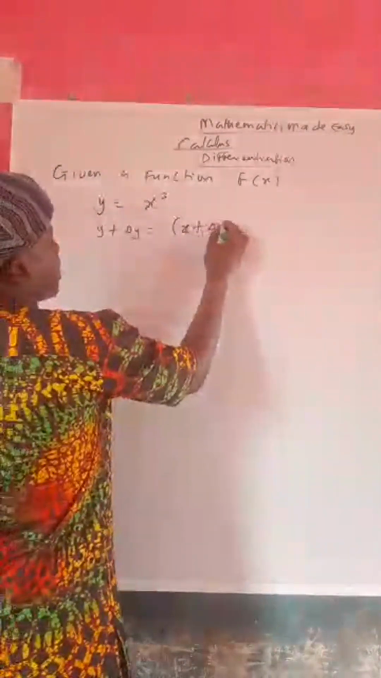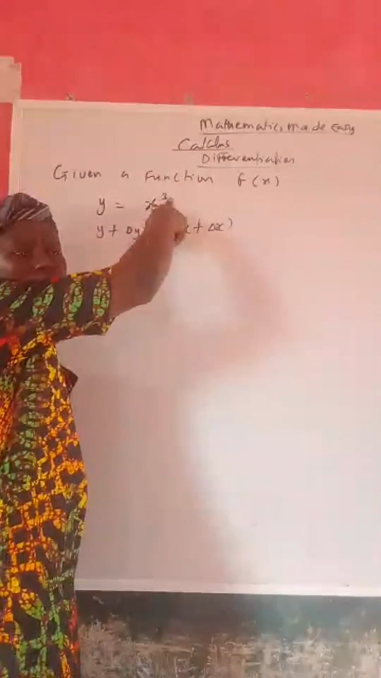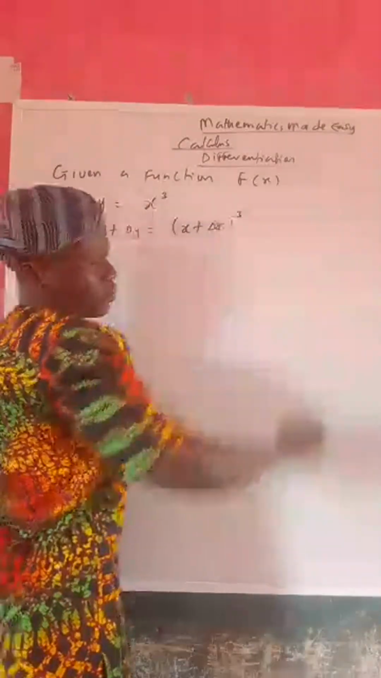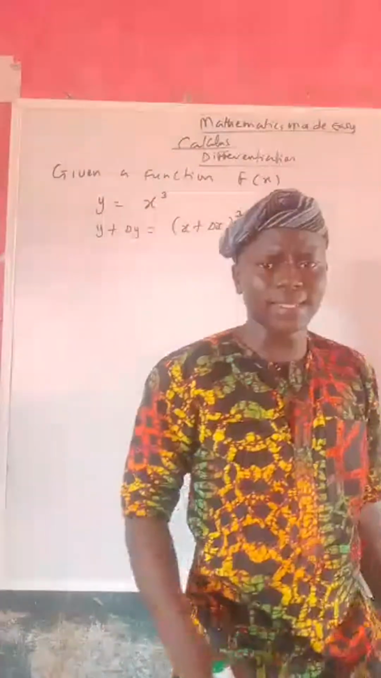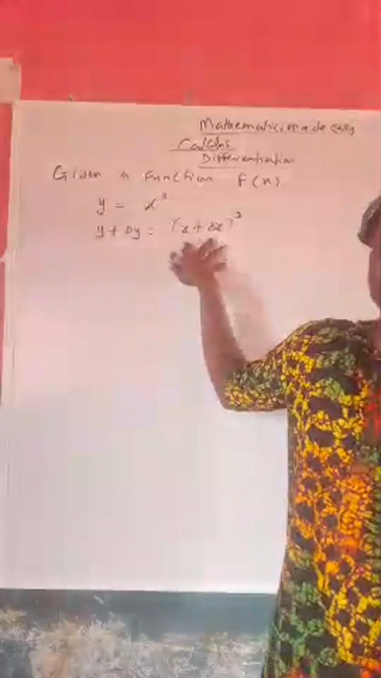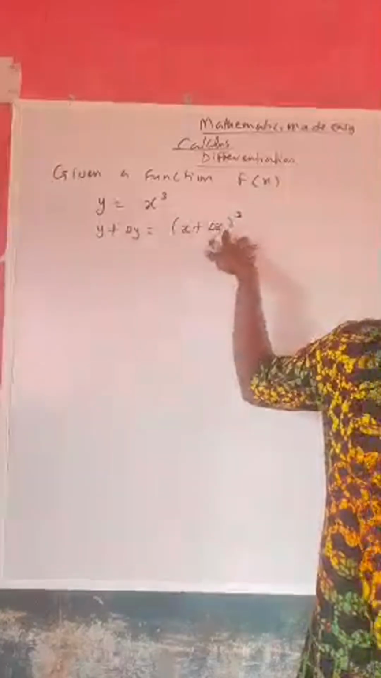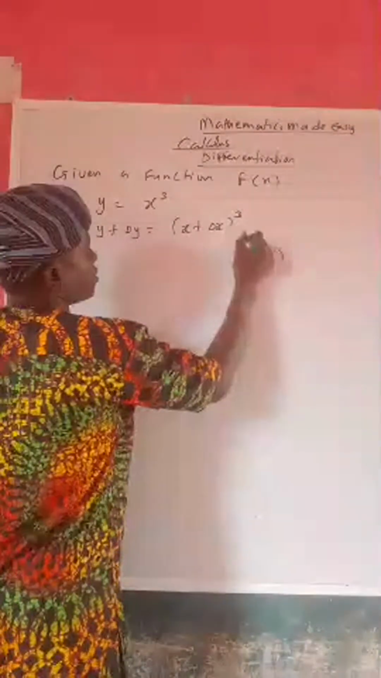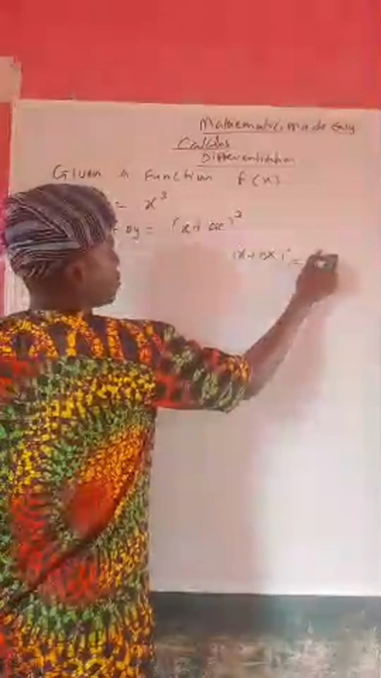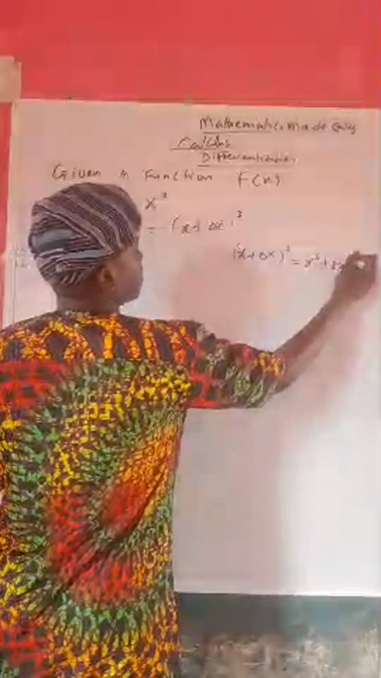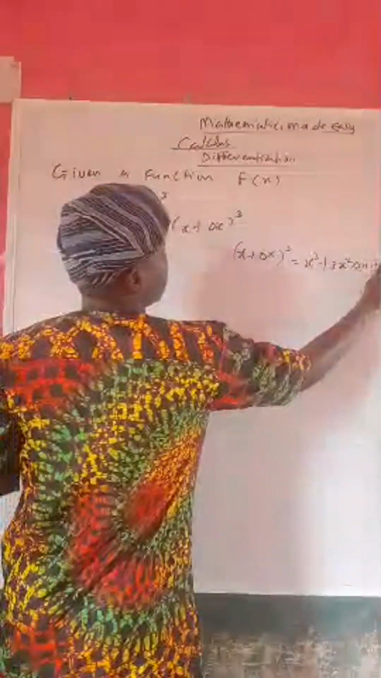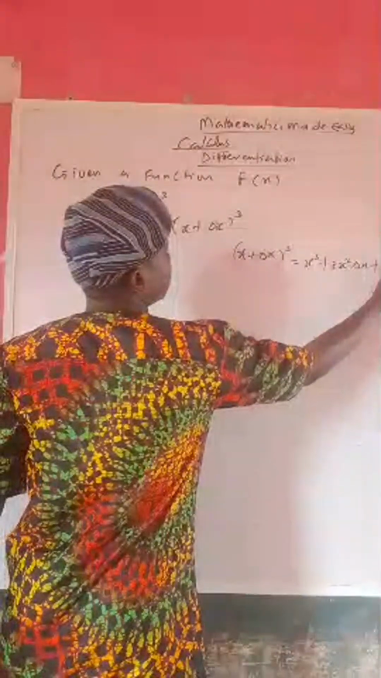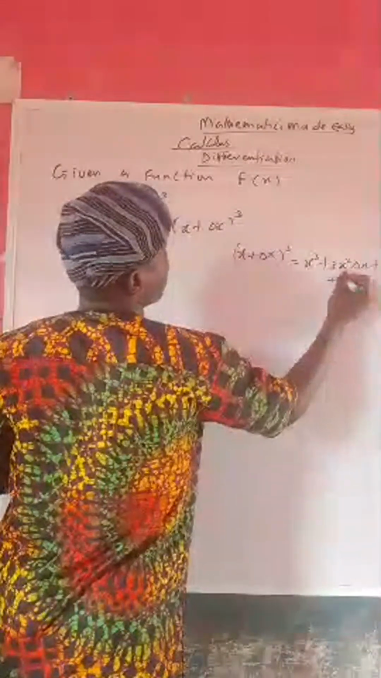You know what I'm saying now? So this will be x plus increase in x. But don't forget, this is to the third power. Then you raise to the third power. How do we get it? Then we expand x plus increase in x to the third power. You should be able to expand this. If you expand x plus increase in x to the third power, you should get x to the third power plus 3x to the second power increase in x plus 3x increase in x to the second power plus increase in x to the third power.